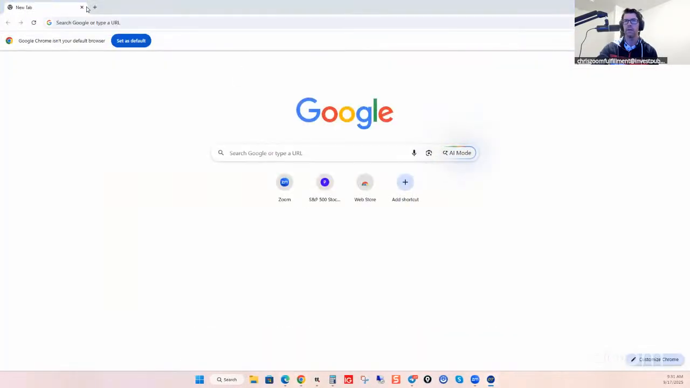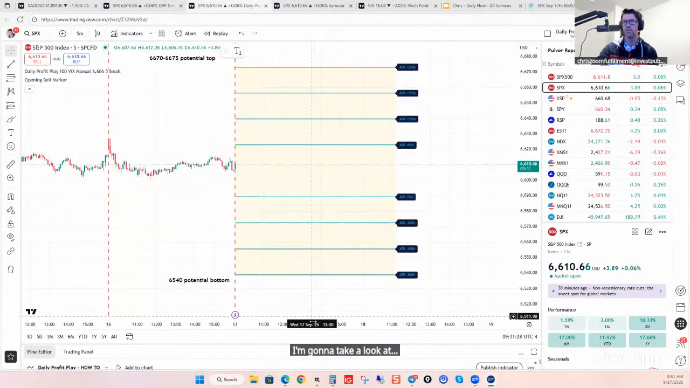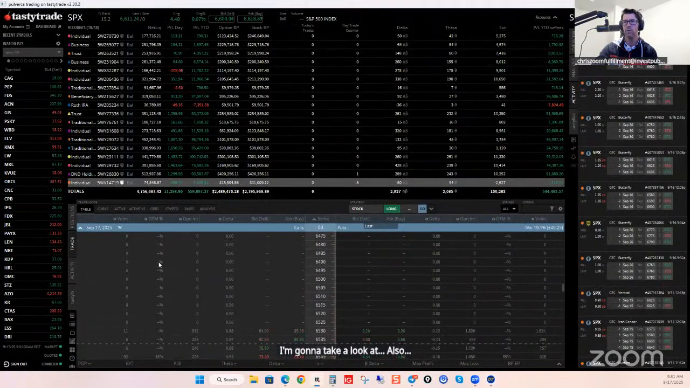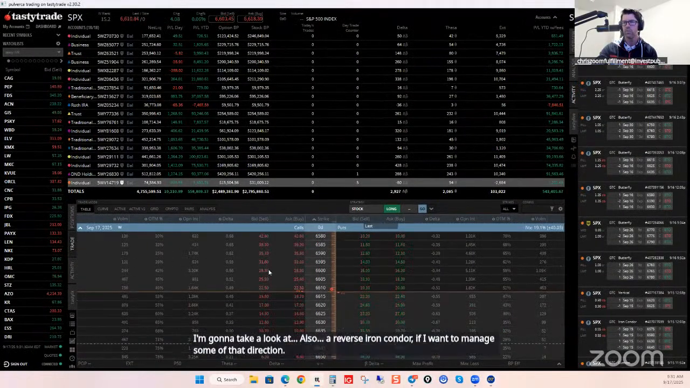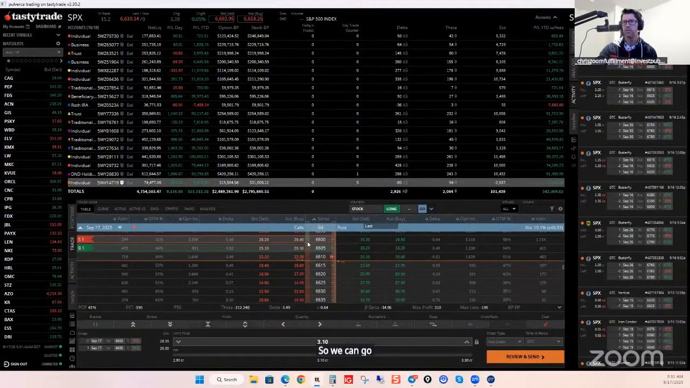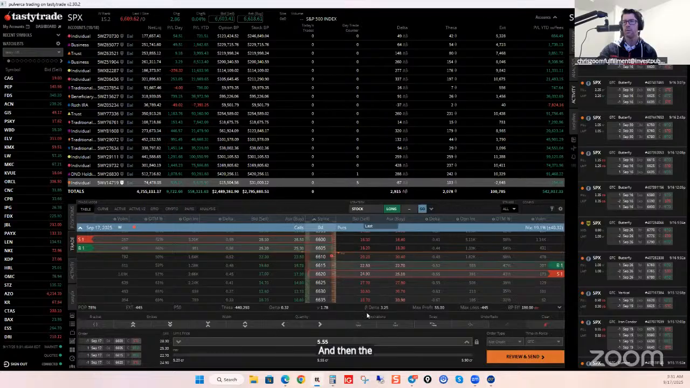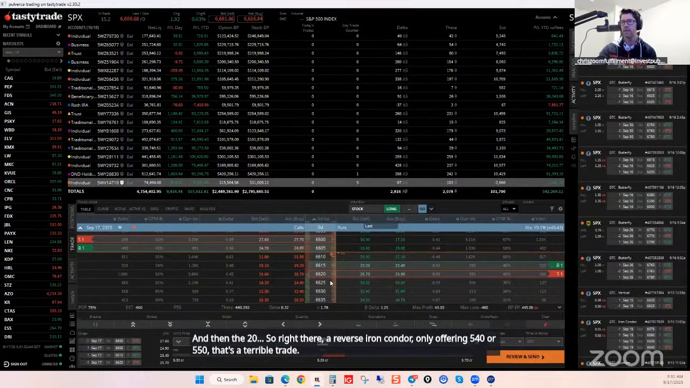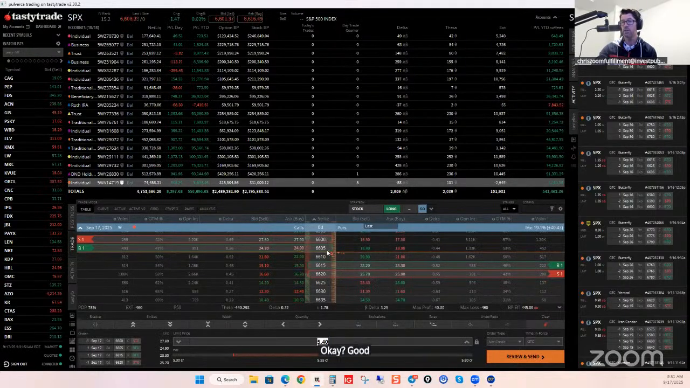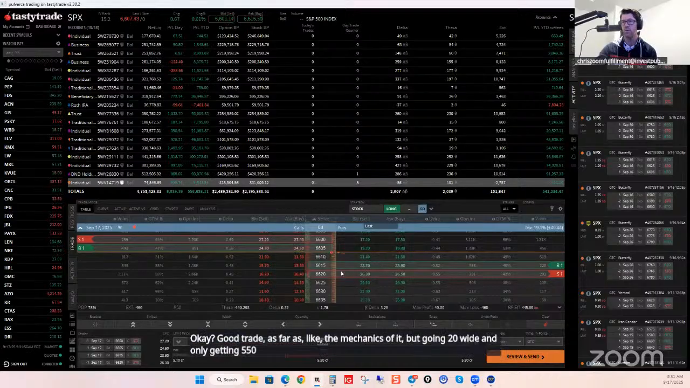I'm going to take a look at a reverse iron condor if I want to manage some of that direction. So we can go 66. This would be the bear call spread in the money, and then the 20. Right there, a reverse iron condor is only offering 540 or 550. That's a terrible trade. Good trade as far as the mechanics of it, but going 20 wide and only getting 550 for it is not the fill that I want.